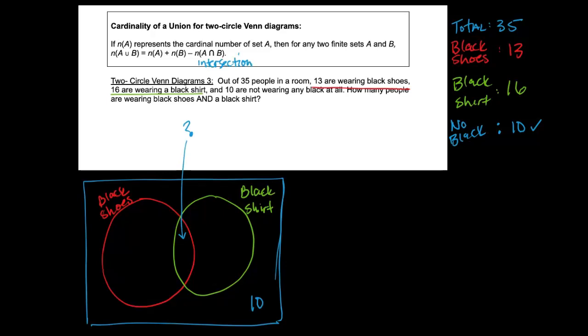And this right here, the union is A and B combined together. Okay, so I'm going to write down this formula because it's going to be helpful for us. So the number of A union B is the n of A plus n of B minus n of A intersect B. And I like to even write this again, only instead of A and B, we could call it black shoes and black shirts.